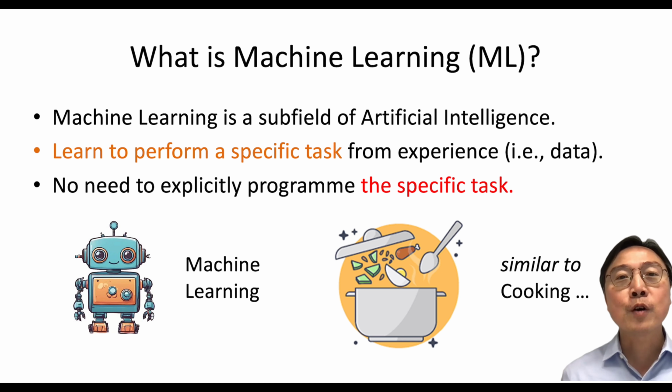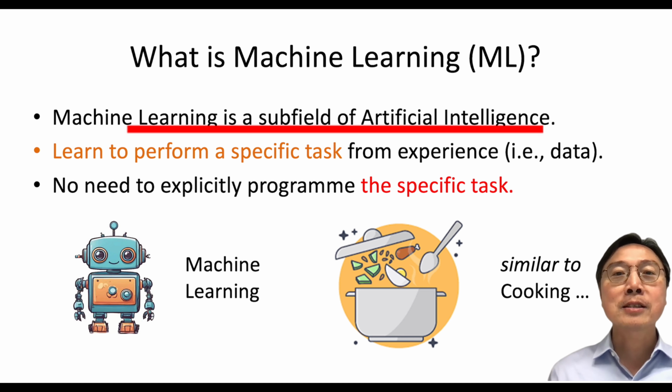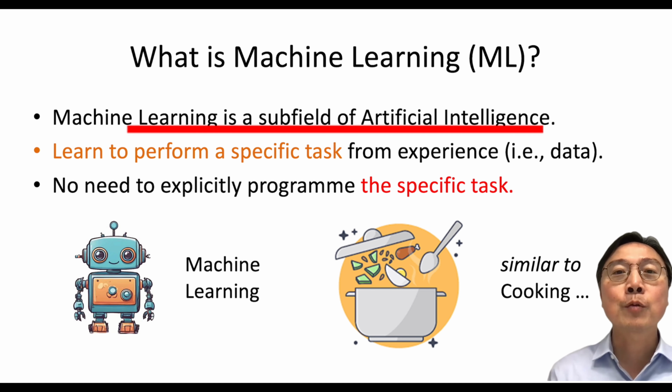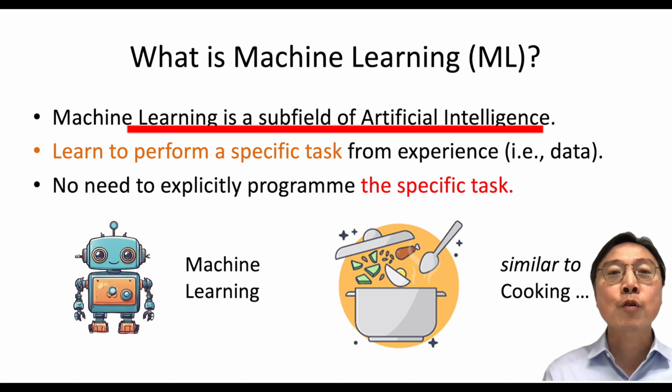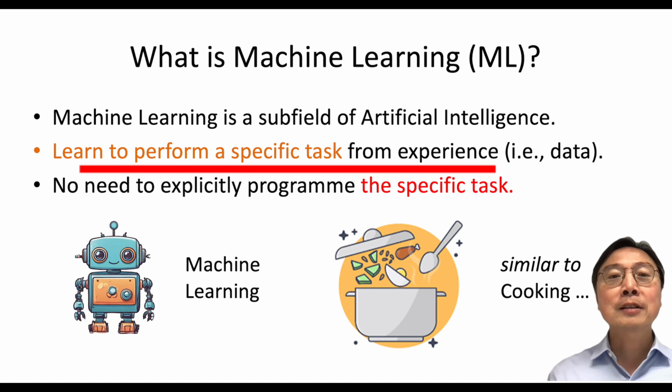Okay, so first of all, what is machine learning? Machine learning is a subfield of artificial intelligence. If you recall in the previous lecture, there are different subfields under AI, which include, say, computer vision, natural language processing, and so on and so forth. Machine learning is one of them. It aims at learning to perform some tasks from experience.